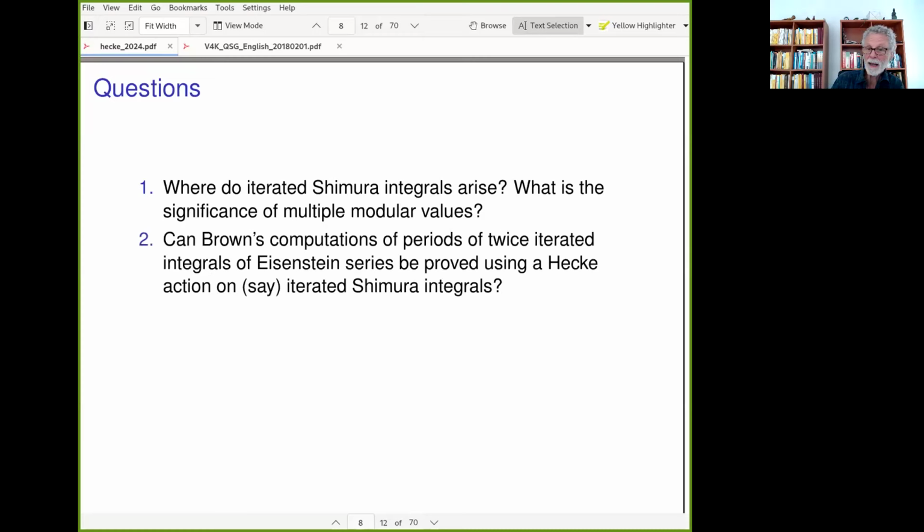So another question, and it was the motivation for this work, is: can Brown's computations of periods of twice iterated integrals of Eisenstein series be proved using a Hecke action on, say, iterated Shimura integrals?